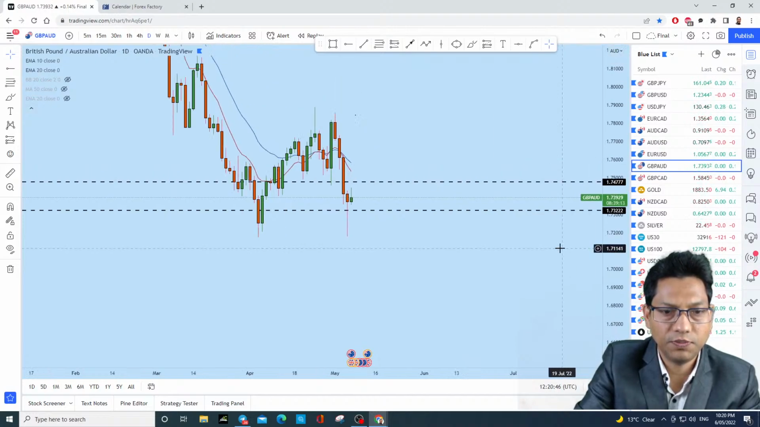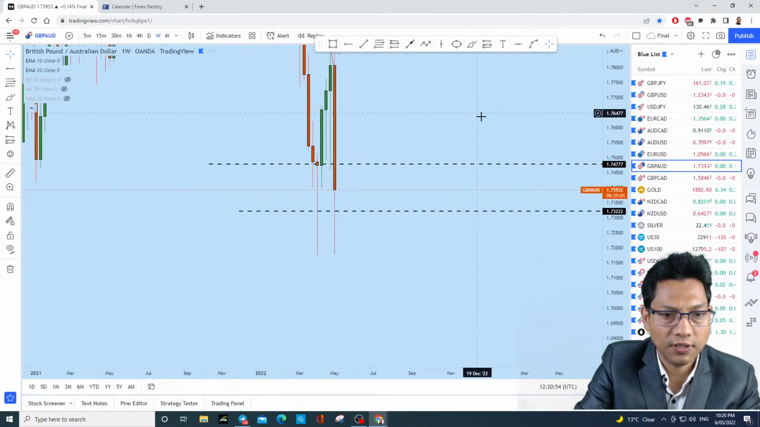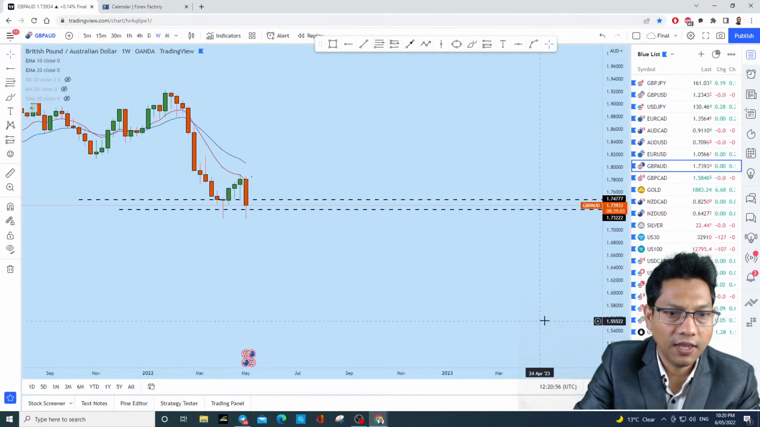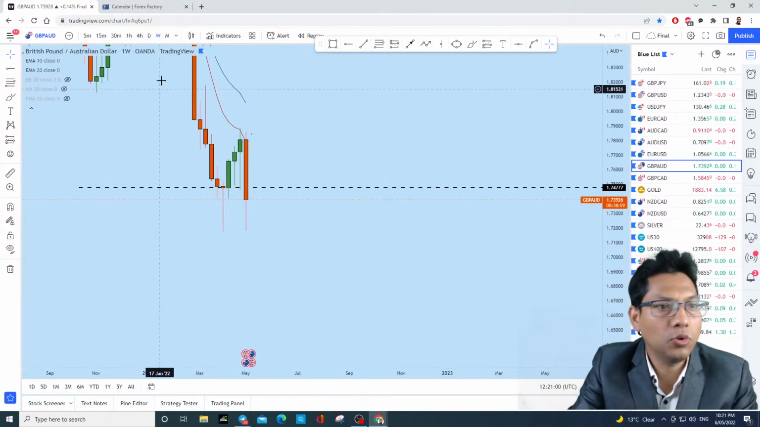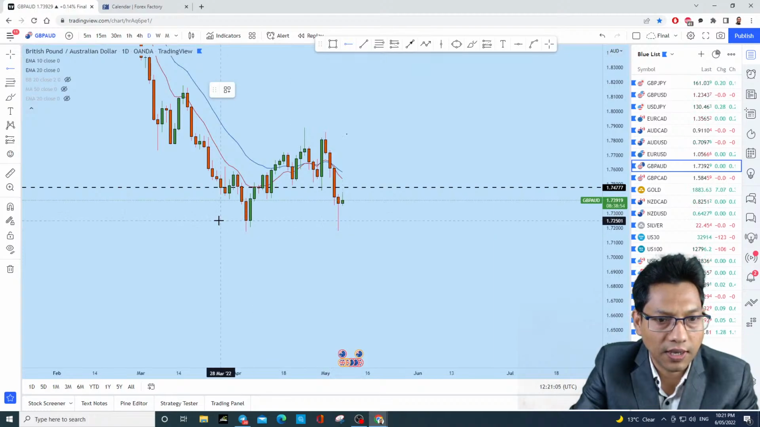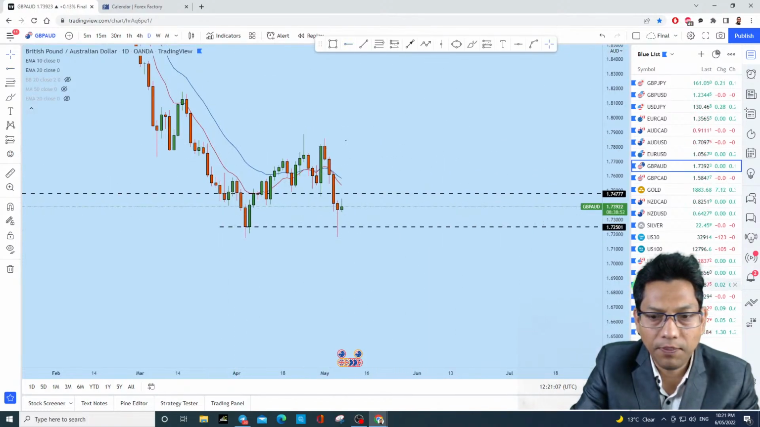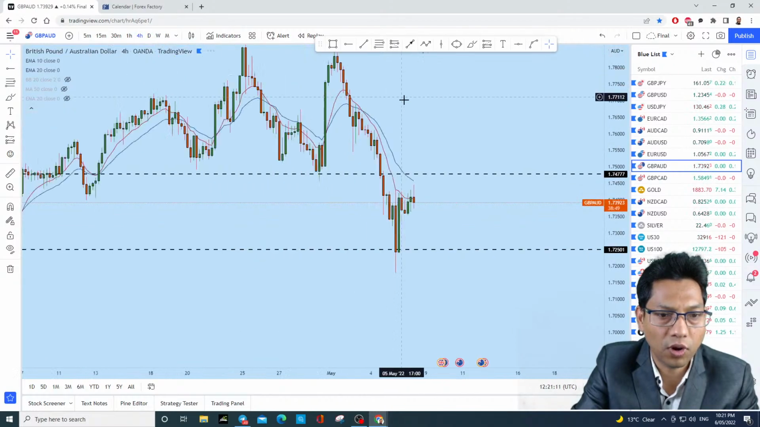GBP AUD. It looks like it's still bearish, and let me tell you what it might do today. This is the weekly, right? It will come to this zone today, I think, to this level of support, and maybe from there we might see a bounce. So go to the 4 hour now.